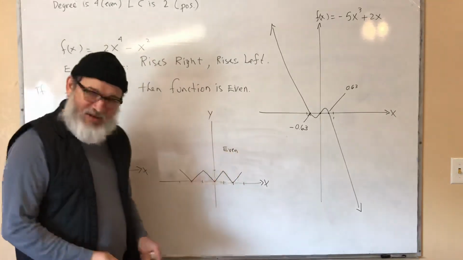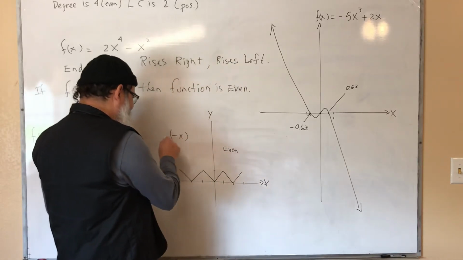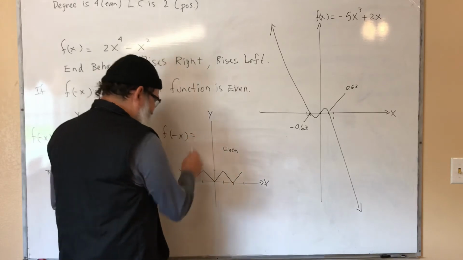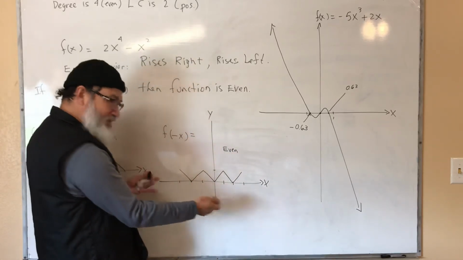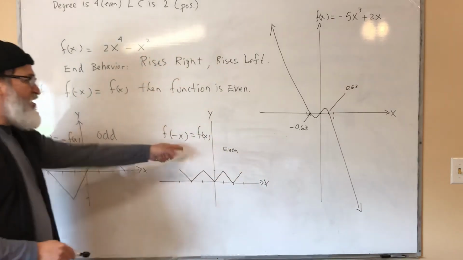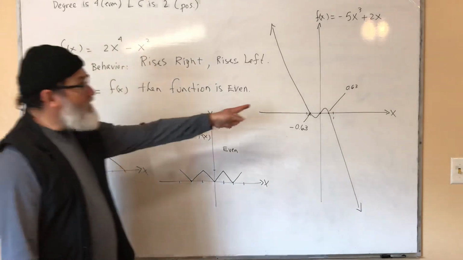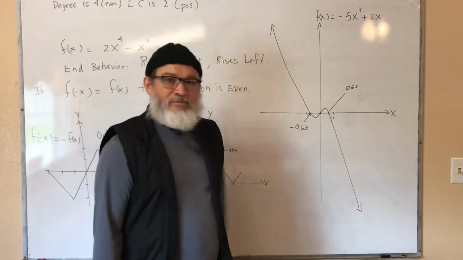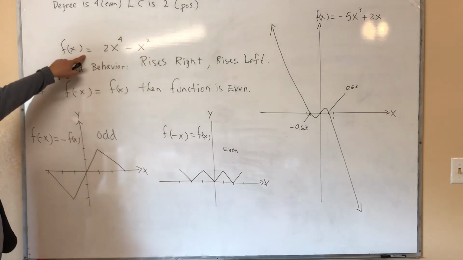How do you check for even? You plug in negative x into the function, and you're going to get the same thing. Yes, the same thing. You get f of x. Even. Odd. This one is odd. Okay. How about this one? Is this even or is this odd?